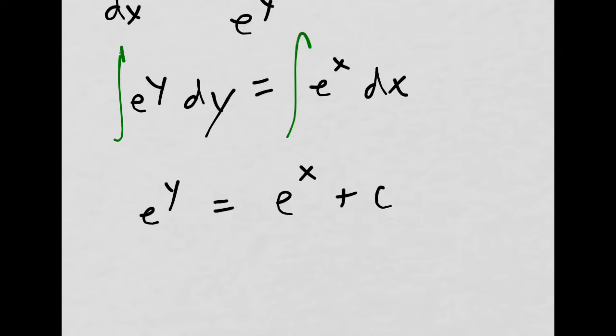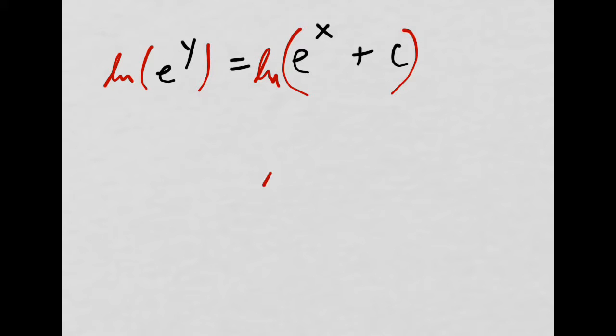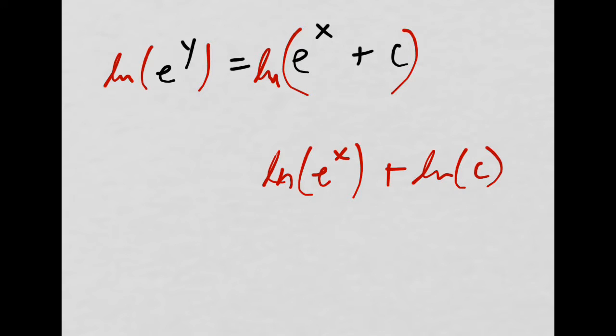After that, I need to get the y by itself. To do that, I just take the natural log of both sides. So ln. You cannot take the natural log separately: ln of e^x plus ln of c. That's incorrect. You can't do that with natural logs. It doesn't respect addition, so you're not allowed to do that. It's not correct.